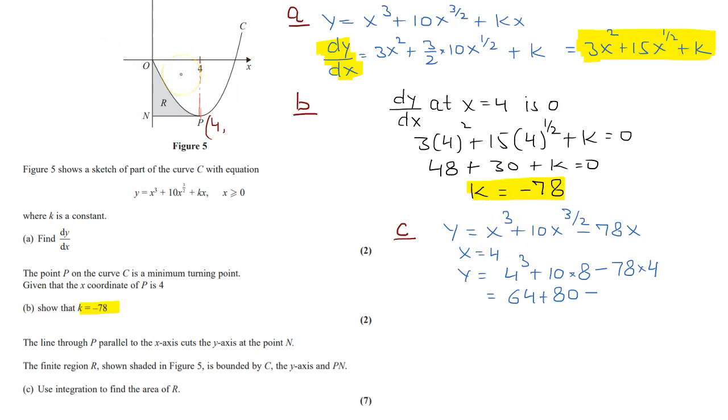minus 78 multiply 4, 312. Minus 64 minus 80, so that will be 168. This is 168. So this height is, so it's a rectangle. This is 4. Yeah, this is negative 168. It's right, it's down to negative 168. So this height is 168.